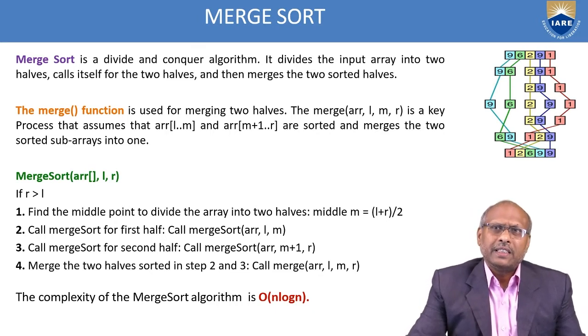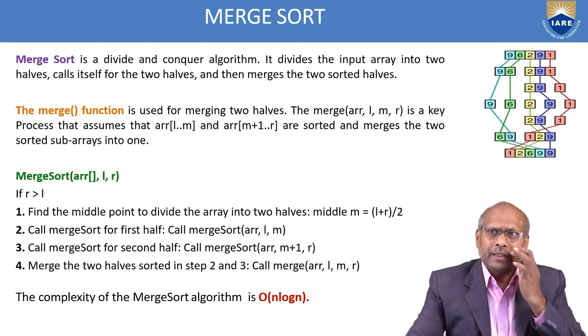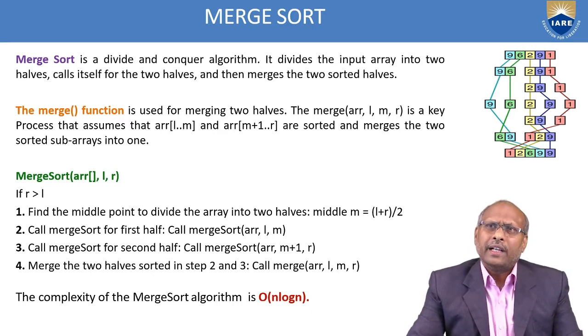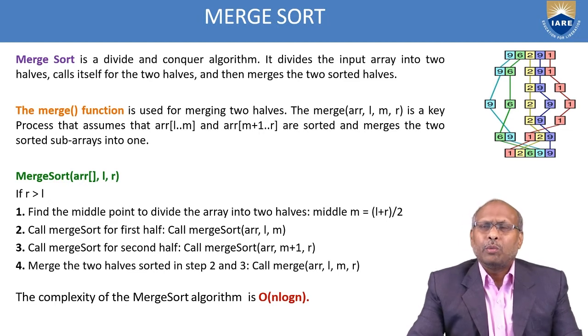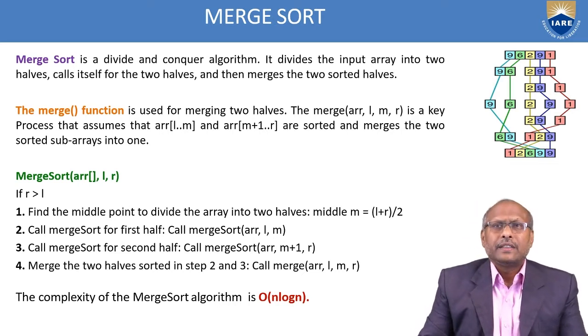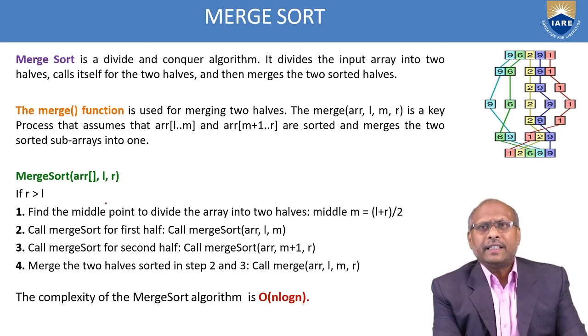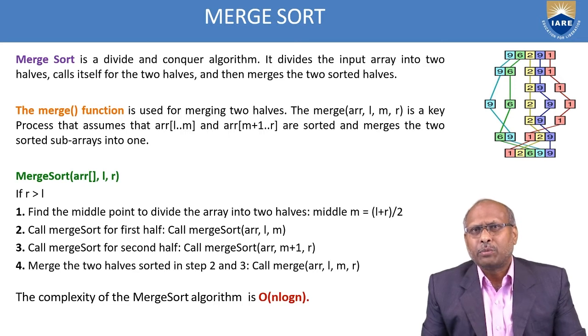The merge function is used for merging two halves. The merge function is a key process that assumes the array from starting to middle and middle plus 1 to last, so it keeps on merging the two halves. The merge sort algorithm takes three parameters: the array, the left index and the right index. The left index is the lowest index, the right index is the rightmost index.